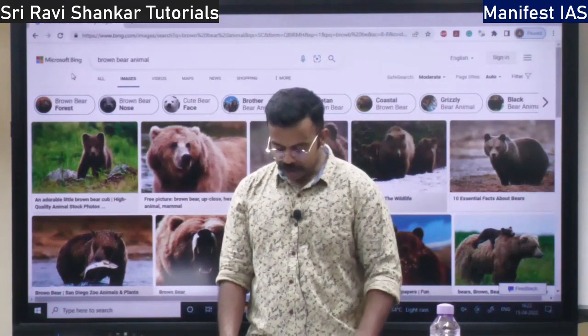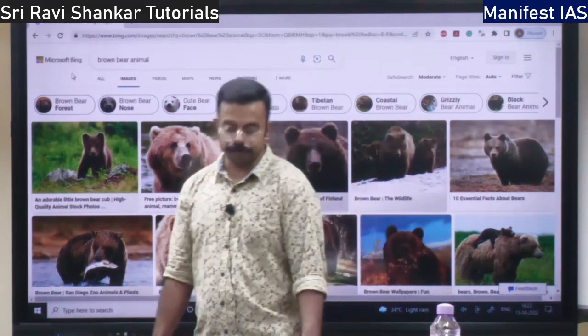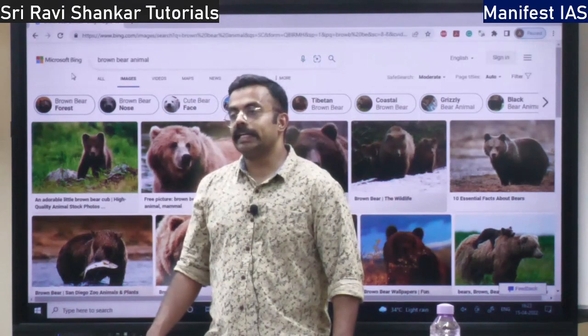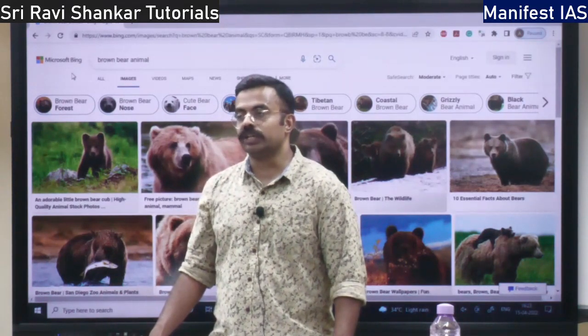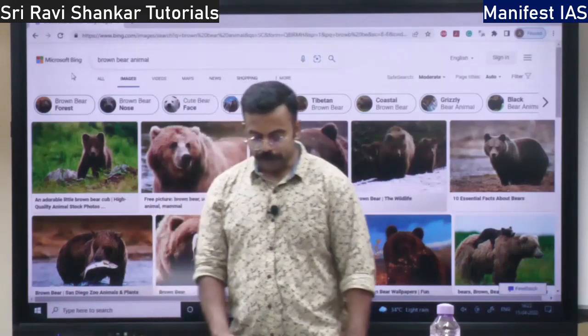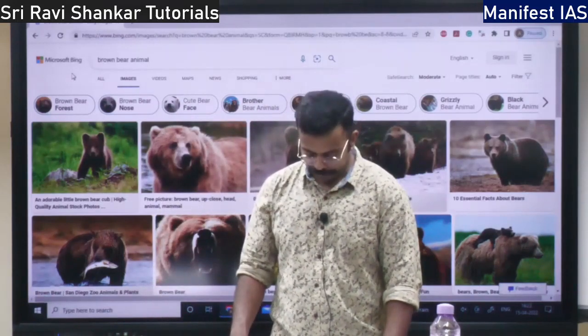Next is Ganges river dolphin. This is very important. It is not critically endangered, it is just endangered. It is an endangered animal. You will find it in the Indus and Ganges rivers.